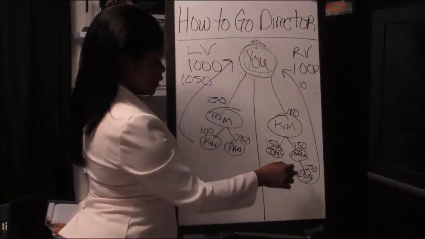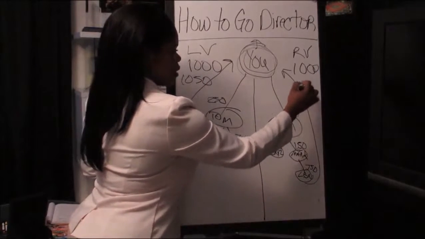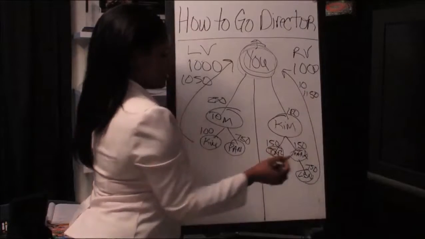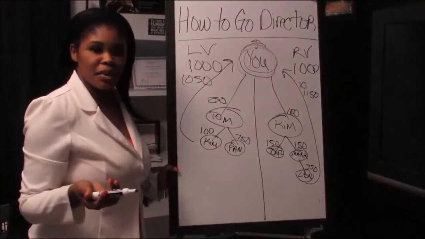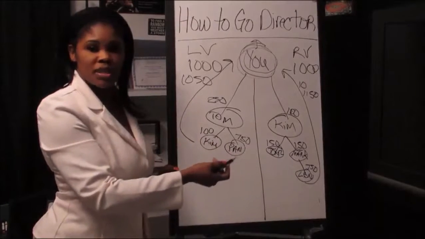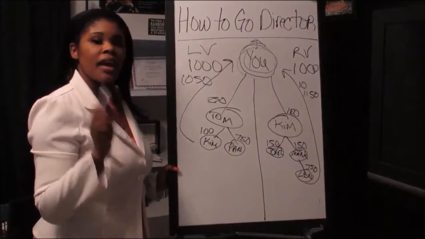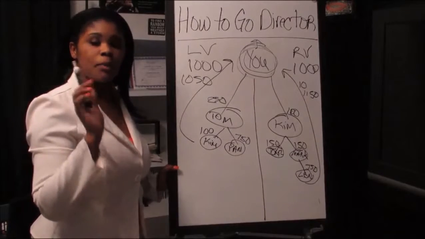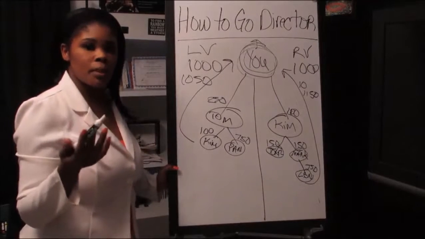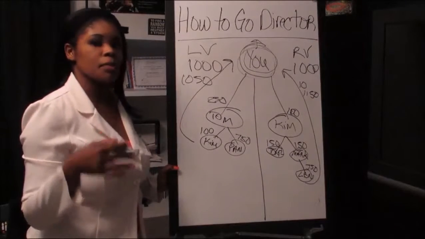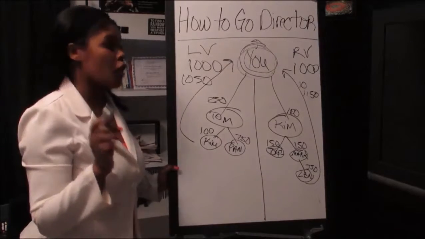That is 750 plus 3 plus that. I think that is 1150 or something like that. So now you hit director, and once you do this in 1 week, the next thing that you need to do is make sure you have 80 personal volume yourself when you're going to hit director. When you first come into the organization, you don't need 80 points, but when you're getting ready to hit director, you have to make sure you have 80 personal volume points.